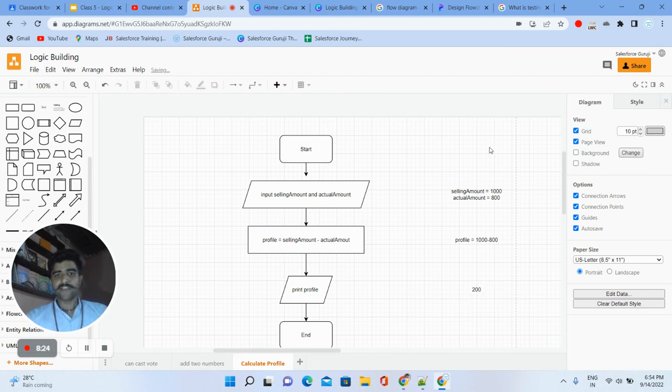In the upcoming classes we will go more deep and see more things. I hope you understood, and as always I have another surprise for you. You need to calculate loss. In this example I'm calculating profit. In the same way you need to calculate loss, and submit that assignment.